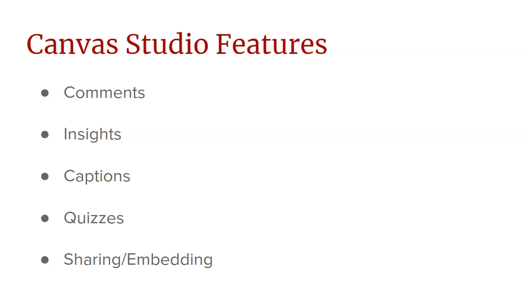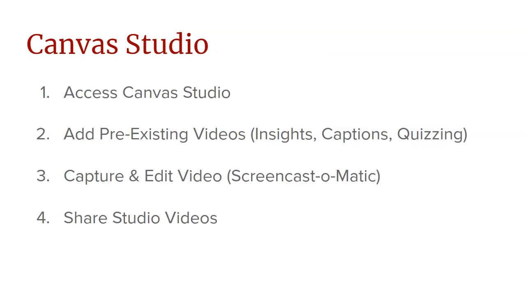So what we're going to learn today specifically is how to access Canvas Studio. We're going to learn how to add pre-existing videos so we get access on our old videos to these great features. We'll also be able to capture a new video and edit that video. And the editing tools are the same as Screencast-O-Matic because Canvas Studio actually uses Screencast-O-Matic software to edit those videos. So if you're familiar with Screencast-O-Matic, great, you're 5 steps ahead already, which is exciting. And if you're not, that's okay. We'll go over Screencast-O-Matic and how it works here in this video today.